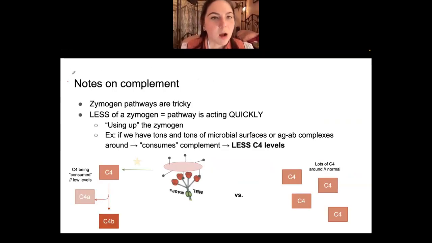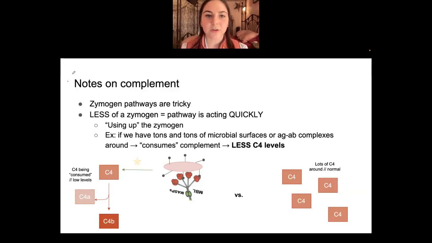Okay, so notes on complement. This is what I wanted to talk about with zymogen pathways. This is going to come up again next year with coagulation. Zymogen pathways are very tricky, and you really need to take your time and read the question, because I don't want you guys to get got when you're reading these questions, because you feel comfortable with it and you just bypass this concept. I'm strictly talking about lab tests.